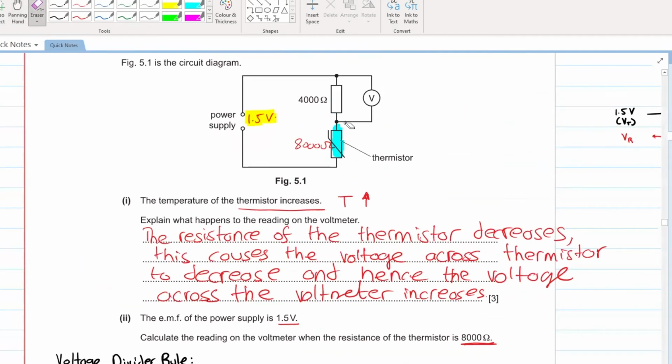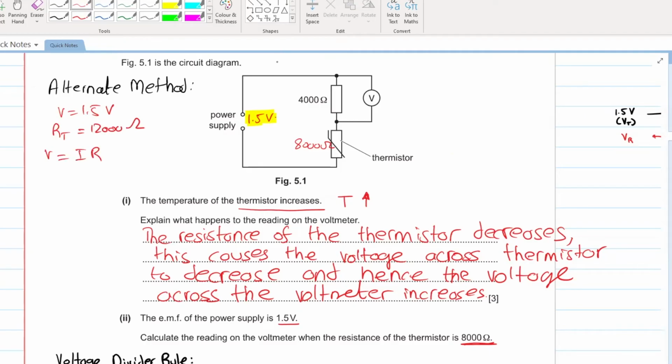This is an alternate method. What will you do? You know the voltage, you know the total resistance. So voltage is 1.5 volts, total resistance is 12,000 ohms. Can you calculate the current in the circuit? V is equal to IR. Yes. 1.5 divided by the total resistance 12,000 is equal to your current.